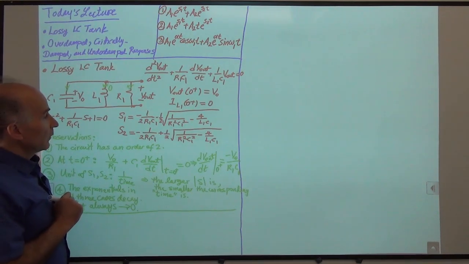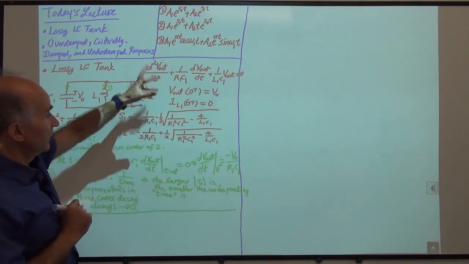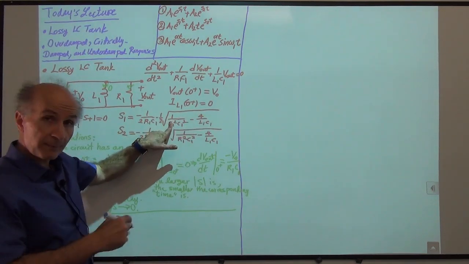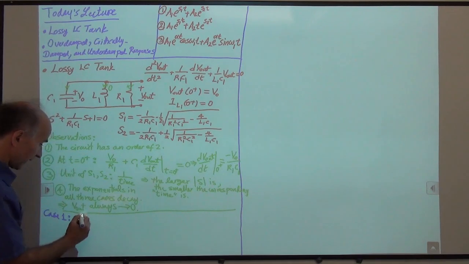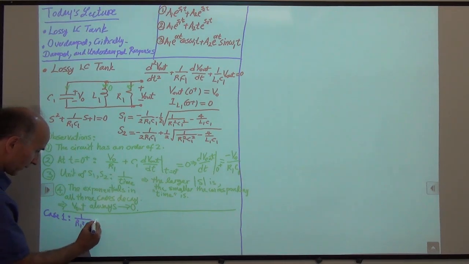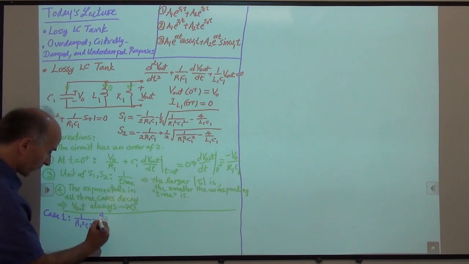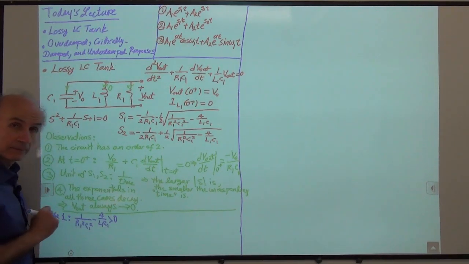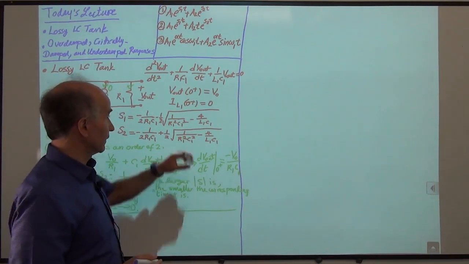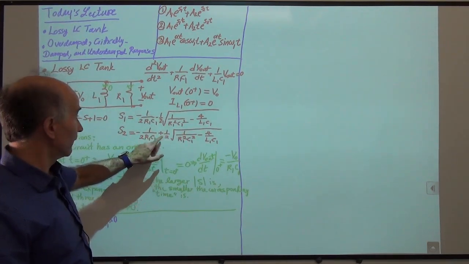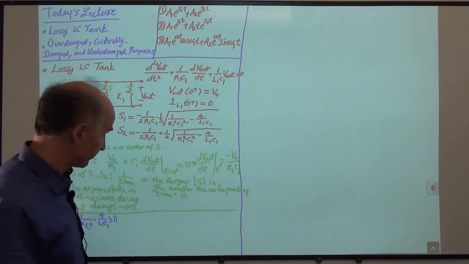Okay, so the way I distinguish case number 1 from the other 2 is that this overall term under the square root is positive, right? So what we have is 1 over R1 squared, C1 squared minus 4 over L1 C1 is greater than 0. So this tells us that this overall root is real, and these 2 roots are unequal because we have a negative here, we have a positive here.